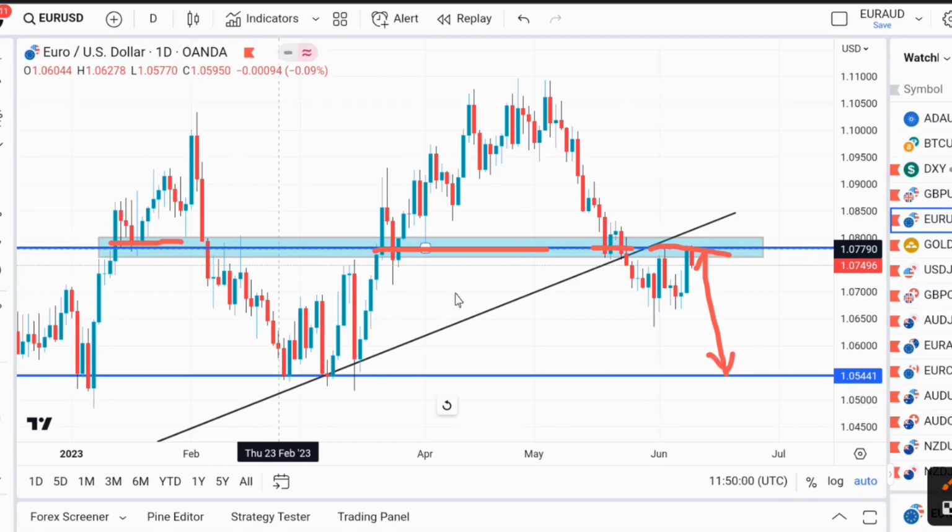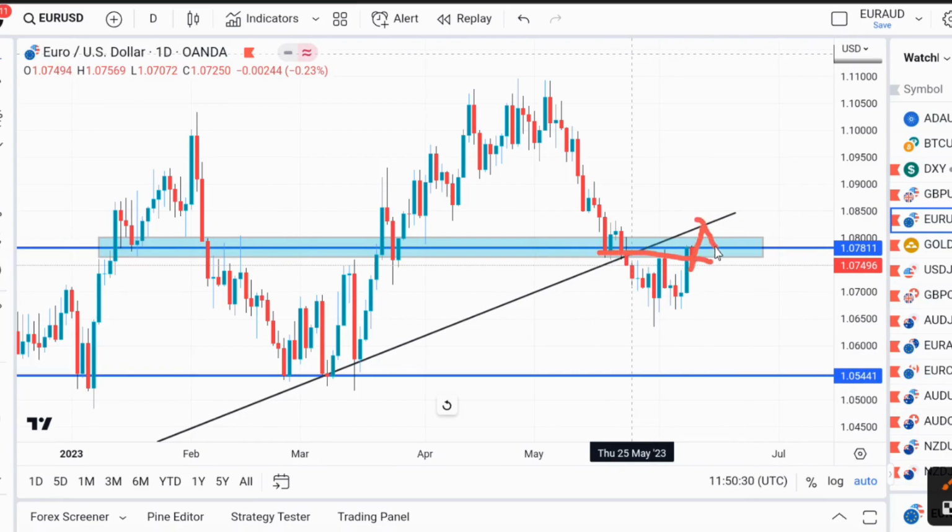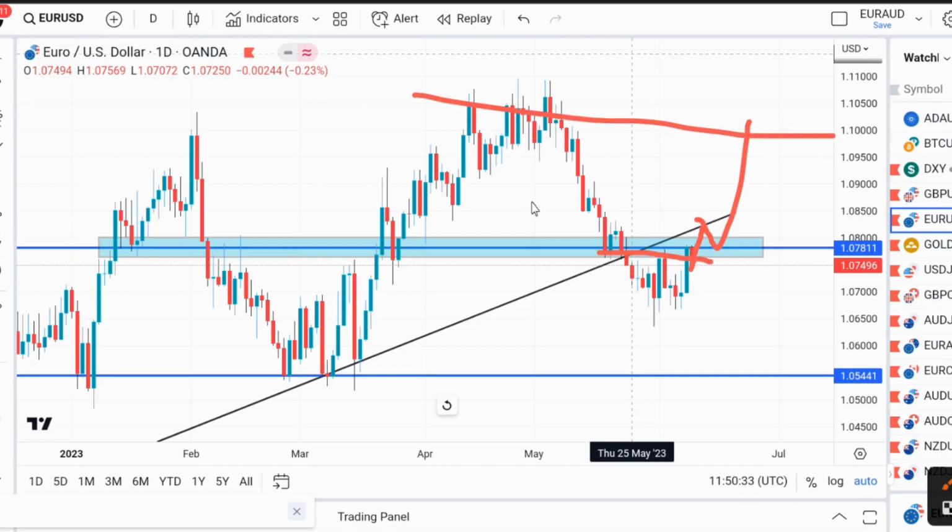So let's see how it goes this week, especially when there is so much fundamental economic activity in US dollar next week. So let's see how it goes right there. Might see a retracement and then move back to 1.05441. But if we have a break of this level, it means that we break this level, then it will continue to the upside.